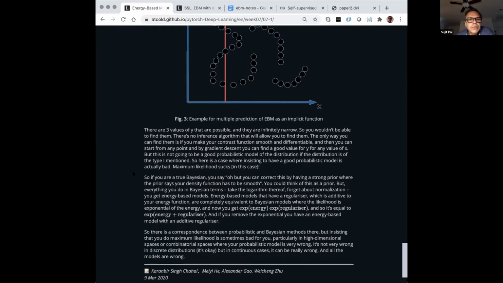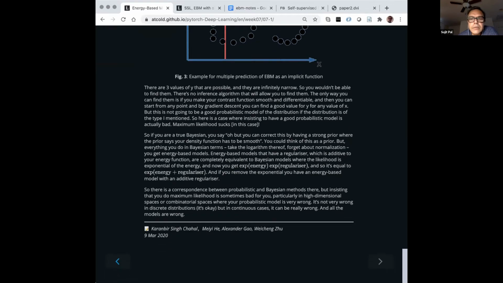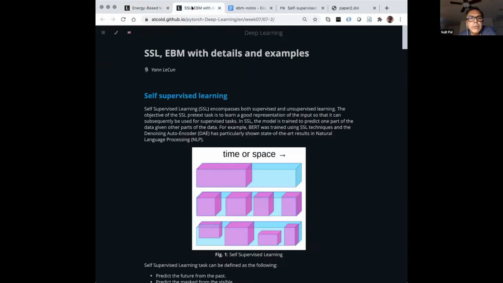So then he says, if you're going to go that far, it is the same as an energy model. Here he says that you could think of this as a prior, but everything you do in Bayesian terms, take the logarithm thereof, forget about normalization, and you get the energy-based model. So again, this goes back to his thing that everything is an energy-based model, right? With certain caveats. So in any case, this is what the first part was. The second part is more practice-driven.